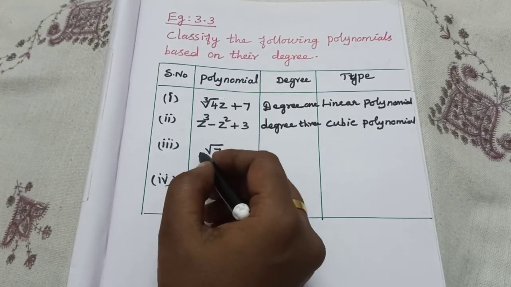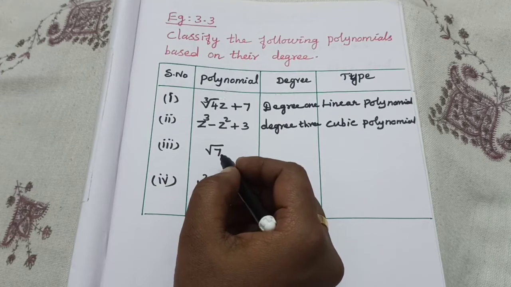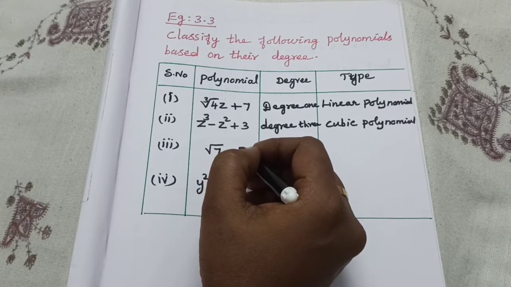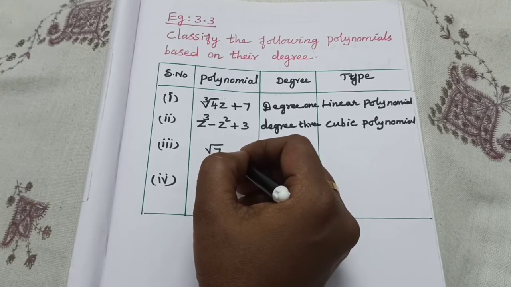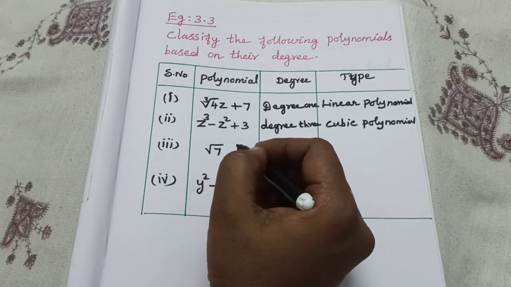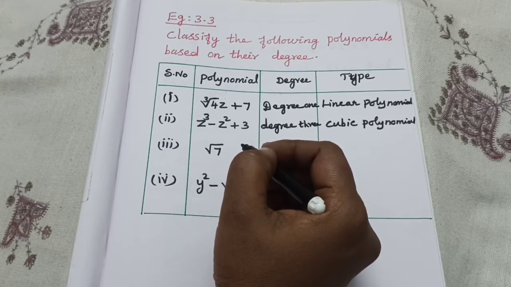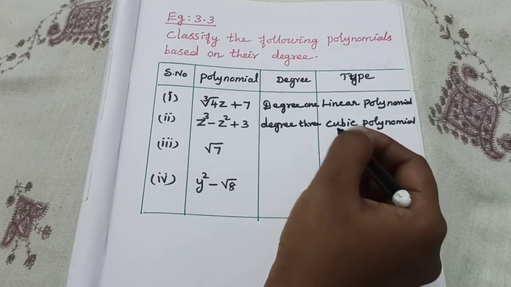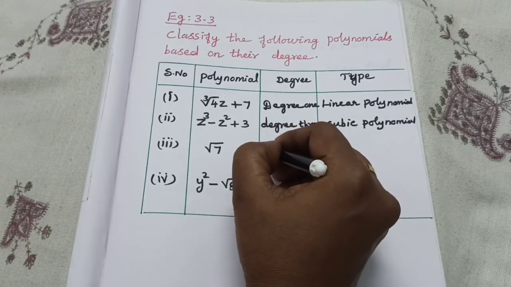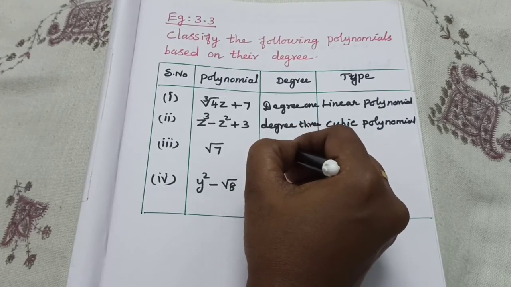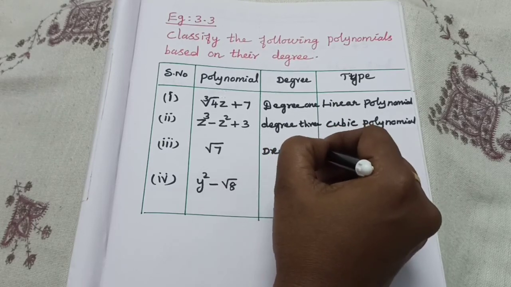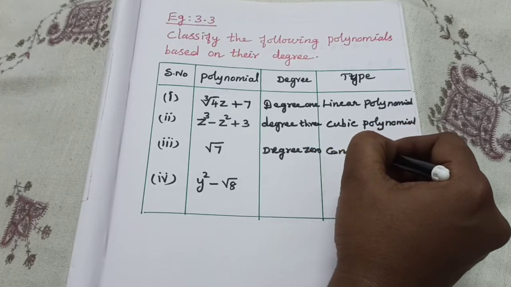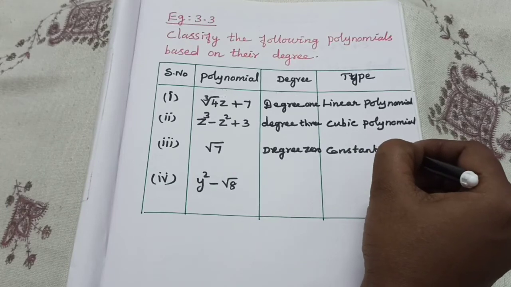Then third one, square root of 7. So square root of 7 means then what's the variable here? Variable not given, isn't it? This is called what? Constant polynomial. What is meant by constant polynomial? A polynomial of degree 0. Degree 0 means then we can write what? It's a constant polynomial. So degree 0 you write. Degree 0 means that is constant polynomial.